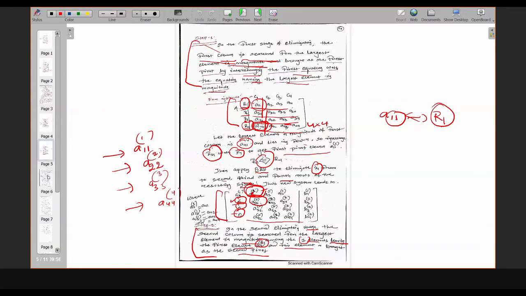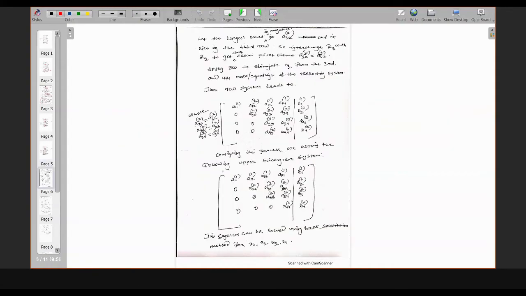Now we can proceed to obtain the upper triangular matrix. So let's say the largest element in magnitude is A32. This is our assumption.